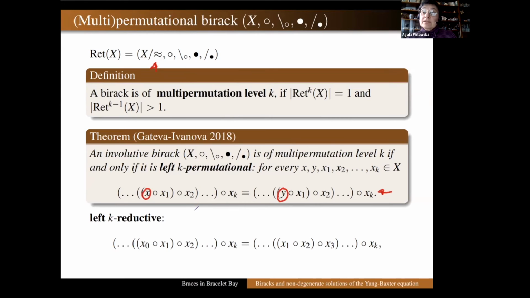It is worth noticing that in the case of an idempotent involutive Birack, this identity is equivalent to the left k-reductive one, because if we put xy instead of x, because this Birack is idempotent, we obtain that the result of multiplication is equal to this variable. So our first equation reduces to a simpler form.